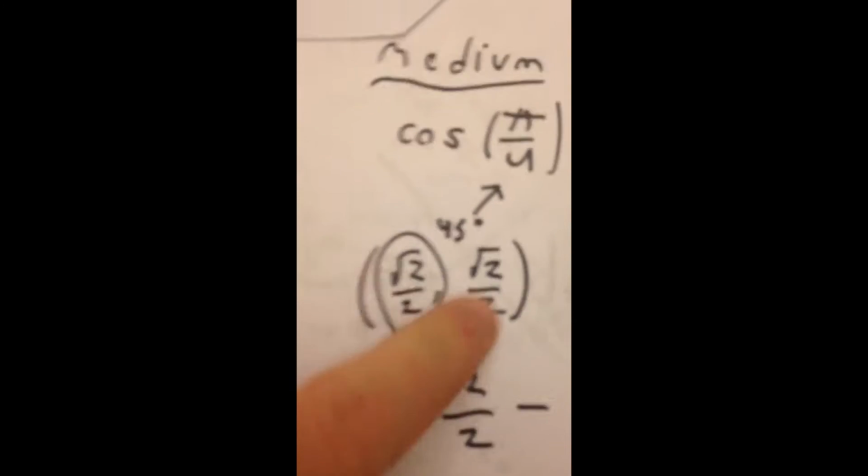Pi over 4, and they're asking for cos, so the x of pi over 4. Go to pi over 4, that will be radical 2 over 2. So that's the point. The x, that's why I circled the x, and it will be radical 2 over 2. And then negative, because we're subtracting.